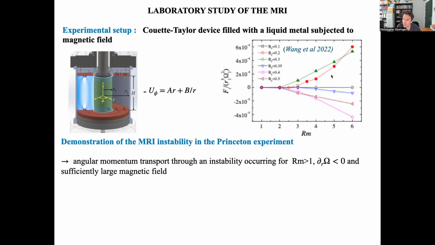But then they reach this onset for the MRI, and then you can see that the angular momentum is starting to increase. The transport of angular momentum starts to increase. And that's a very good convincing proof of MRI. The onset matches some theoretical prediction. It requires differential rotation, like the prediction of the MRI. The value of the magnetic field for which we observe the MRI is also in agreement with theoretical prediction.